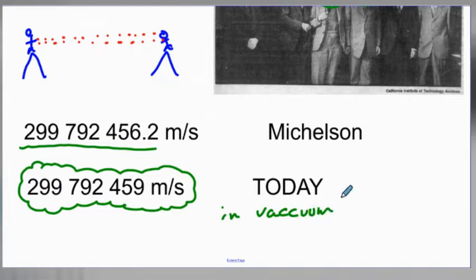Unlike sound waves and even water waves, which had to travel through a medium, light waves don't need to. That's what "in a vacuum" means: it can actually travel through nothing. It does travel differently when it goes through different materials, but when it travels through air, we're pretty close to this number.